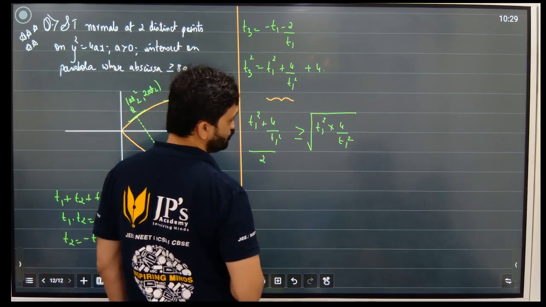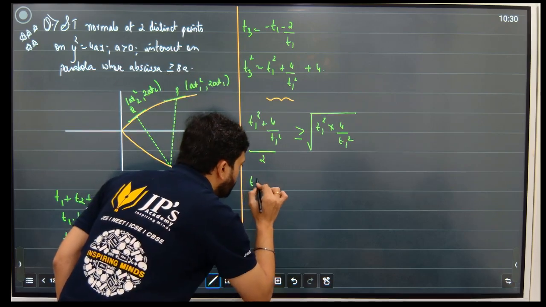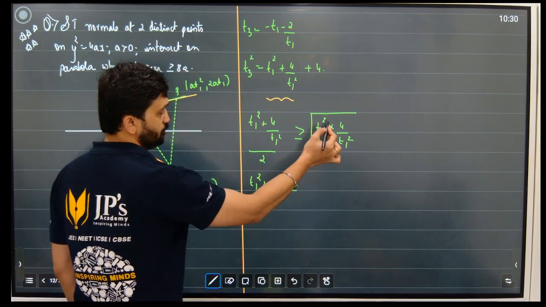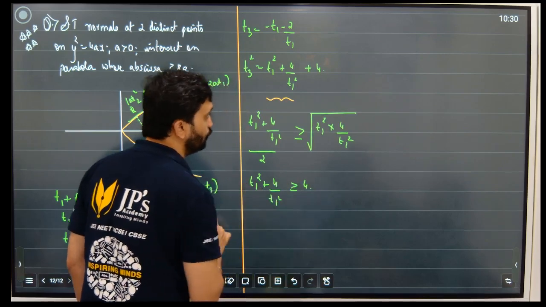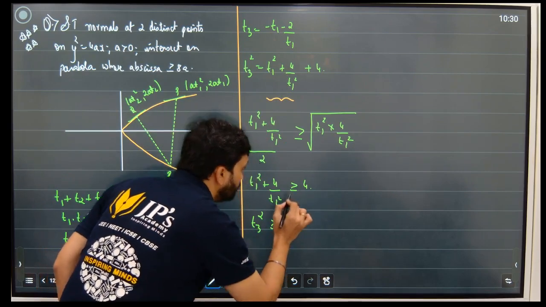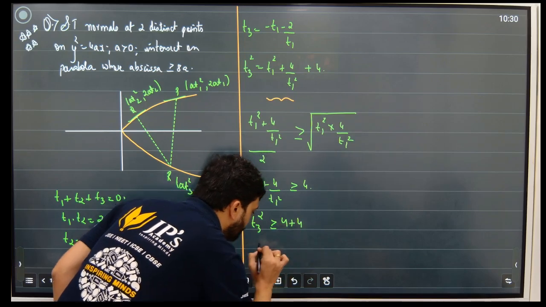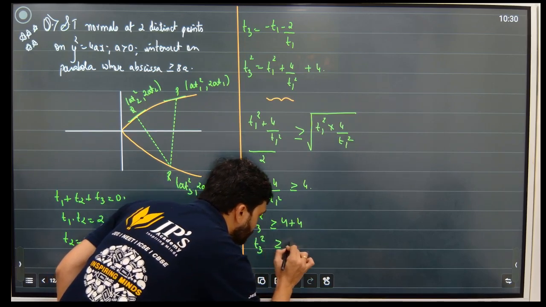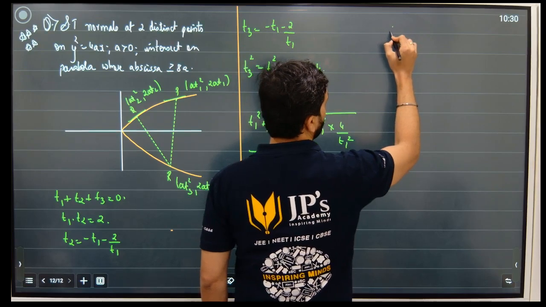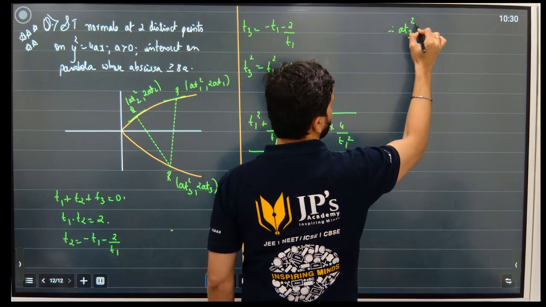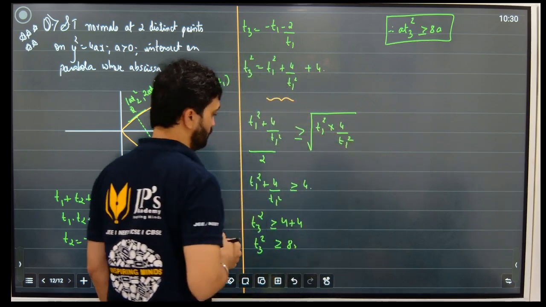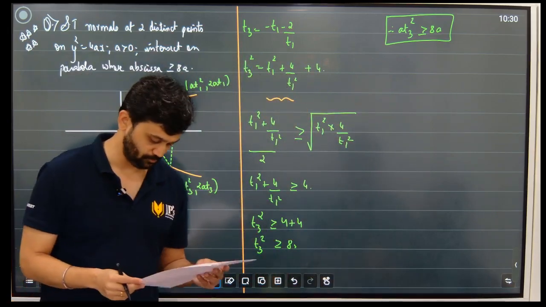Arithmetic mean is greater than or equal to geometric mean. So t1 square plus 4 upon t1 square is greater than or equal to, ये हो जाएगा 2, 2 is greater than or equal to 4. And if I substitute this here, so t3 square will be greater than or equal to 4 plus 4. Therefore t3 square is greater than or equal to 8. But they have said 8a. Obviously, the last step is therefore t3 square is greater than or equal to 8a, where I multiplied by a on both sides. And this is what we had to prove.